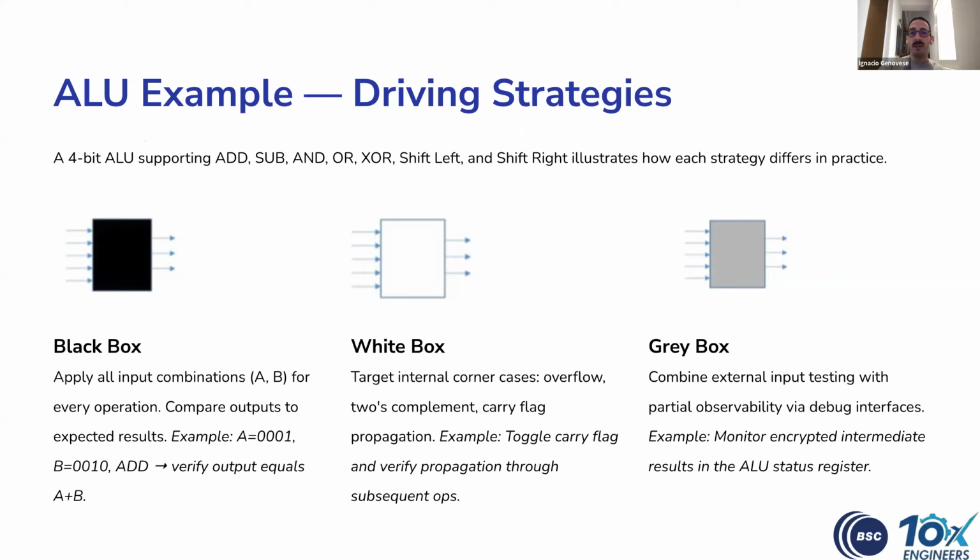And a gray box strategy combines external testing with partial observability. Maybe we can see a status register, but not the internal carry chains of the ALU. So we monitor whatever we can see, and we might need to infer the internal behavior of the design.